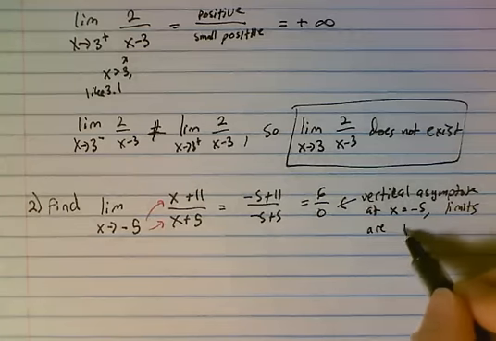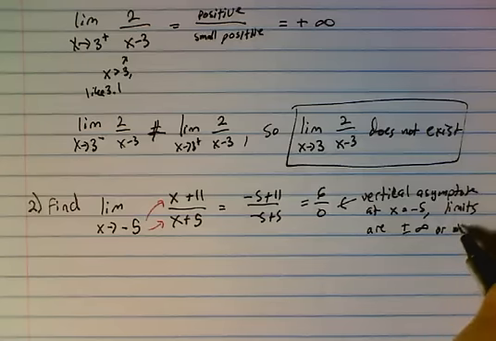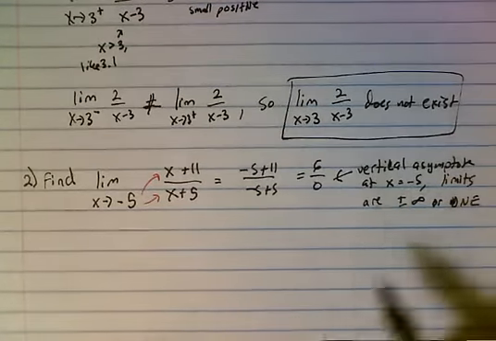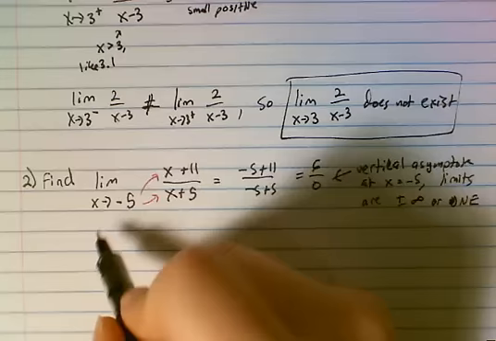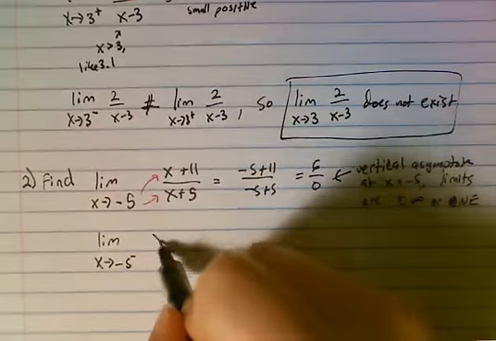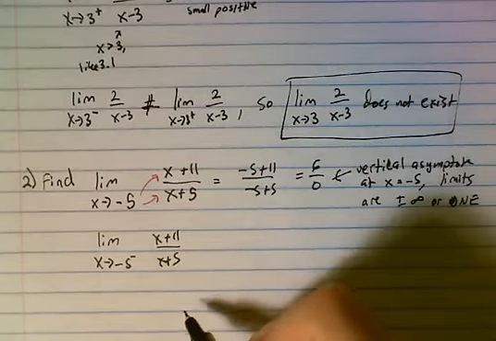So the limits must be positive or negative infinity, or does not exist. And to figure out which it is for the overall limit, we need the limit as x approaches negative 5 from the left, and also from the right.